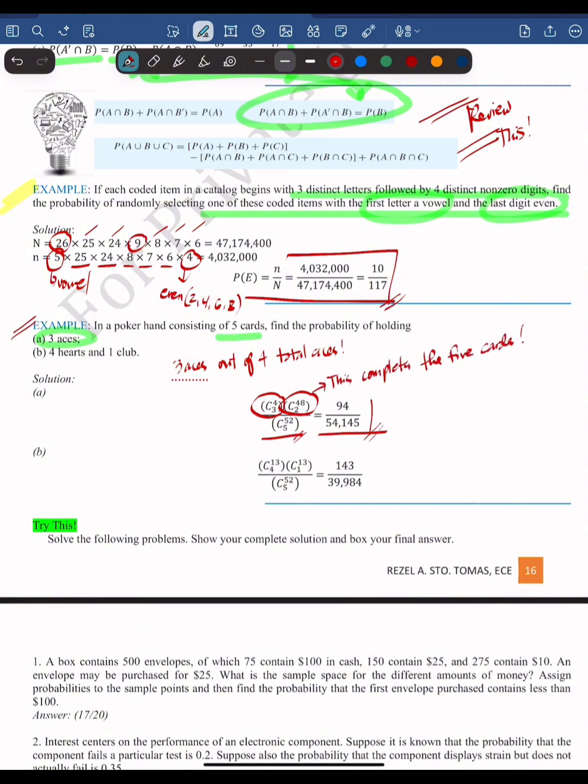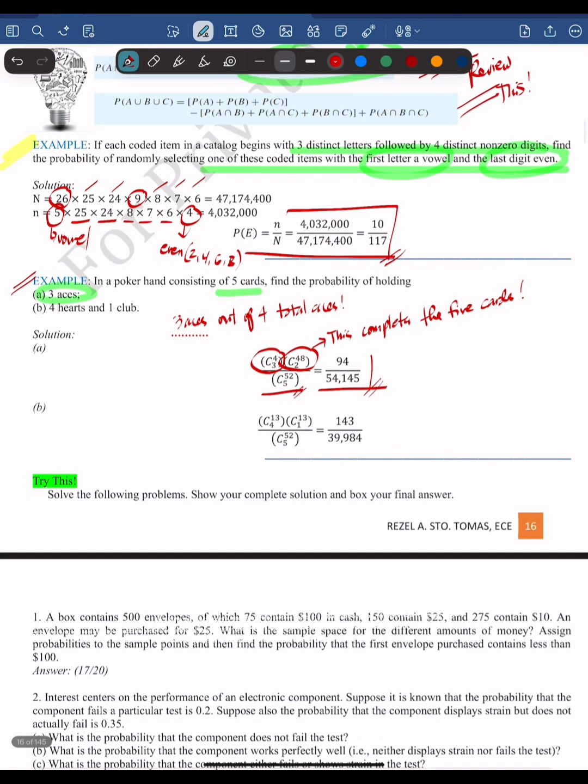Part B, we need to choose 4 hearts from the 13 hearts in the deck, and 1 club from the 13 clubs in the deck. The combination of 13 taken 4 at a time, multiplied by the combination of 13 taken 1 at a time, divided by the combination of 52 taken 5 at a time, equals 143 over 39,984. This is where combinations are powerful. They let us count specific outcomes out of millions of possibilities.